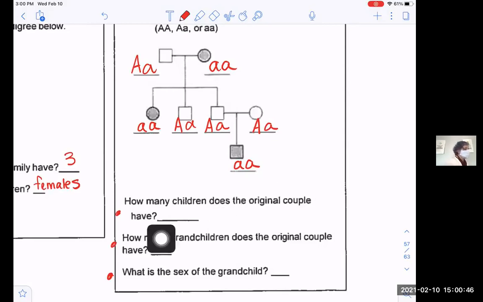So how many children does the original couple have? They have 3, right? This female right here marries into the family. She's not blood related to the family. How many grandchildren does the original couple have? Anyone? So this is the original couple. How many grandkids do they have? They have 1. And it is a square, so that is what? That's a male.